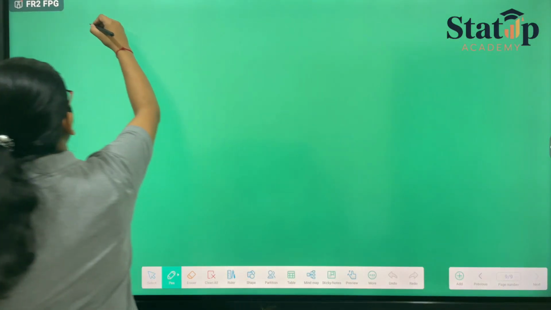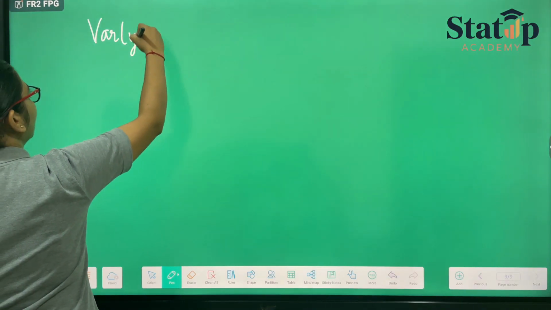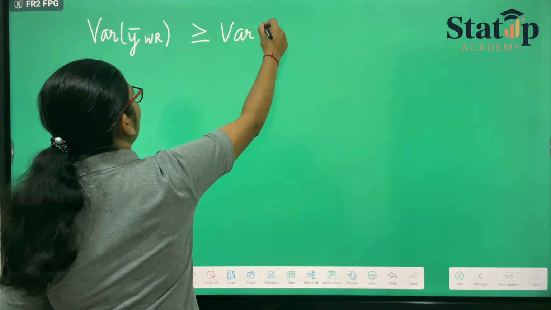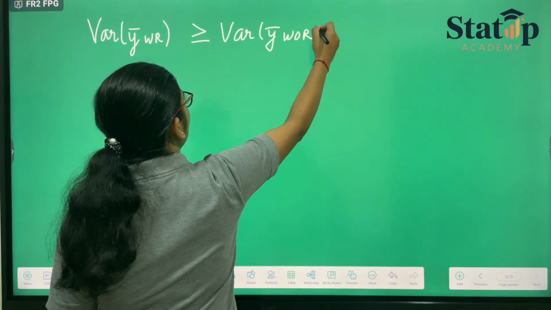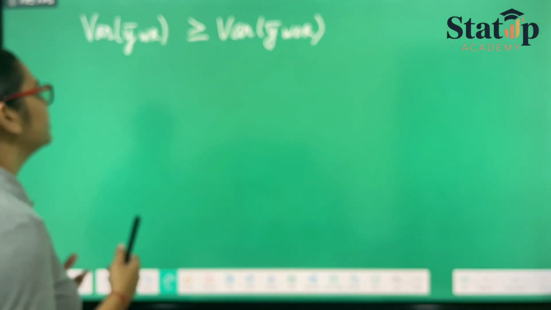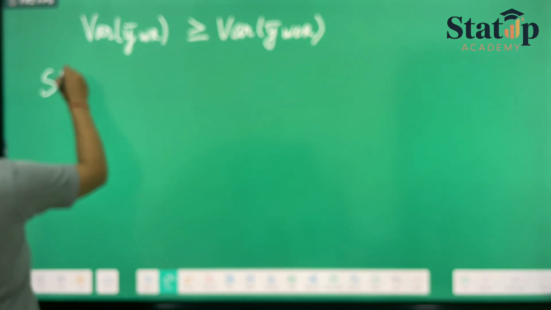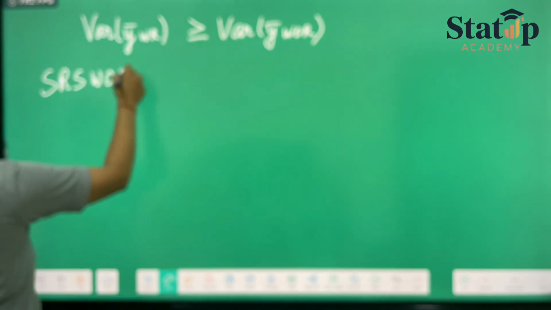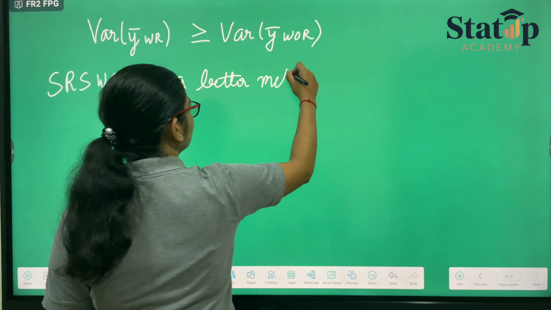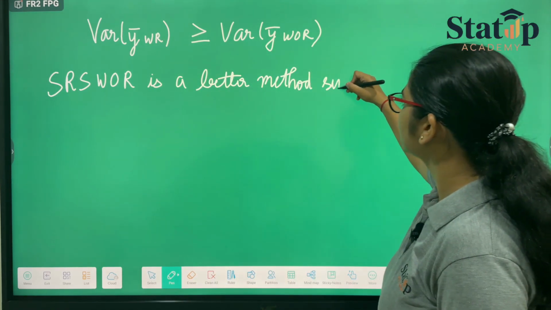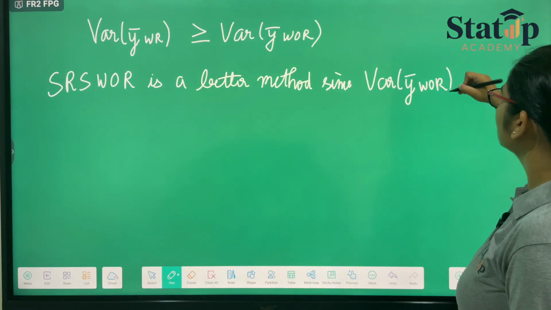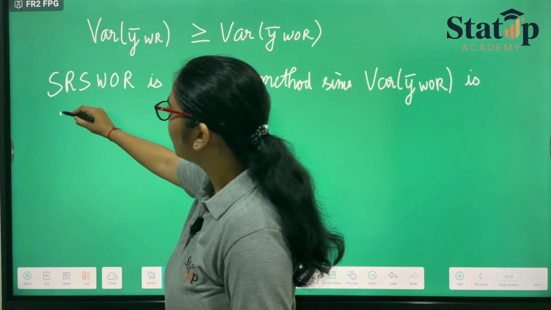So we can state that variance of y bar with replacement is greater than or equal to variance of y bar without replacement. Since variance of y bar without replacement is less than variance of y bar with replacement, we can say that simple random sampling without replacement is a better method, since variance of y bar without replacement is more efficient.